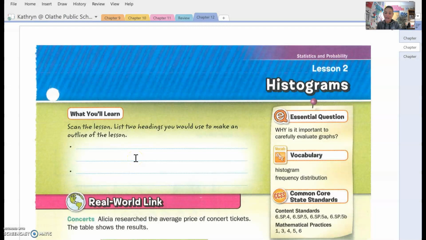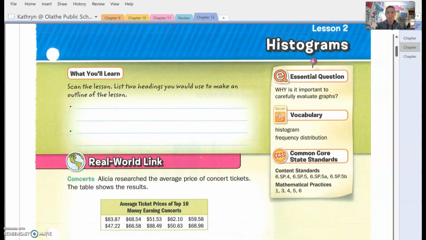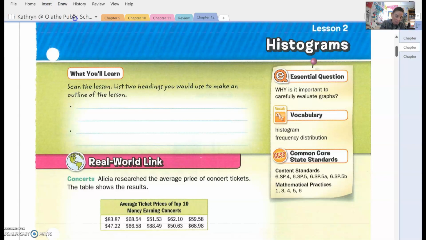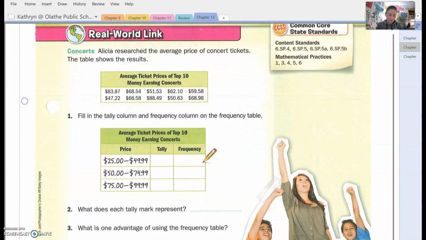Alright, taking a look at this first page, you have probably seen histograms. You just might not have remembered that they were actually called histograms. So we are going to take a look at what a histogram really is. Okay? But first, we're going to do this real world link to figure out what a histogram is and what it looks like. So it says Alicia researched the average price of concert tickets.